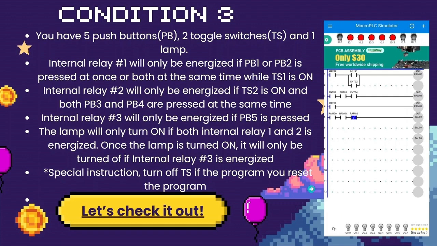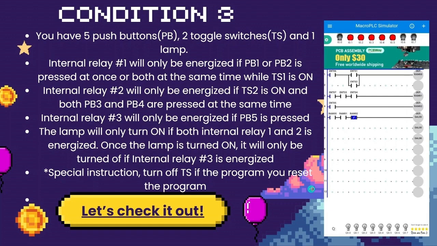The conditions are: internal relay number 1 will only be energized if push button 1 or push button 2 is pressed at once or both at the same time while toggle switch 1 is on. Internal relay number 2 will only be energized if toggle switch 2 is on and both push button 3 and push button 4 are pressed at the same time.